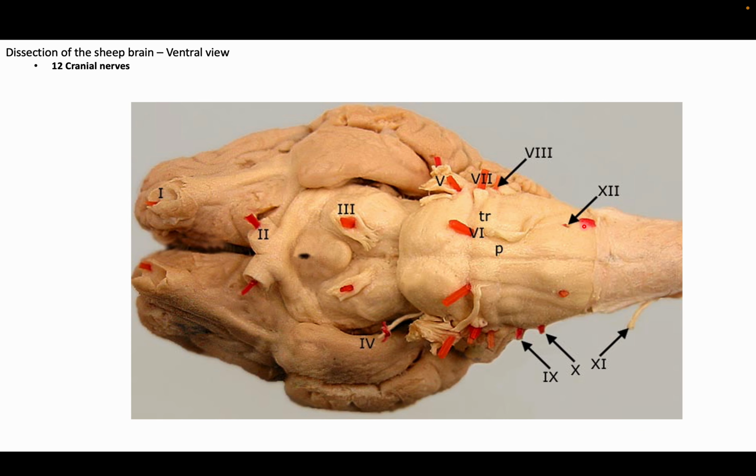All right, so now we are looking at an inferior view of the brain, and this is a sheep brain. I like to go through the 12 cranial nerves that we have, and these nerves play a crucial role in sensory function, and they play a role in controlling movements as well. The first cranial nerve that we see here is called the olfactory nerve, also known as cranial nerve 1. This portion is responsible for smell, if you remember the olfactory tract here.